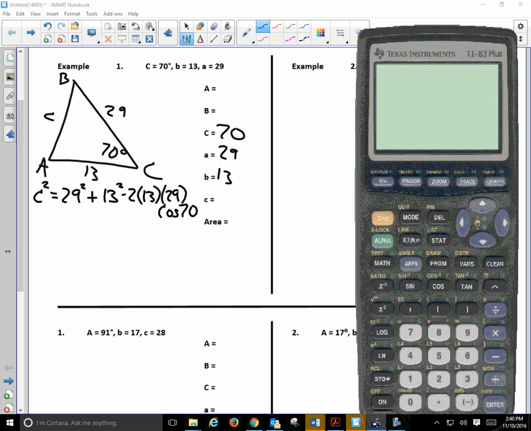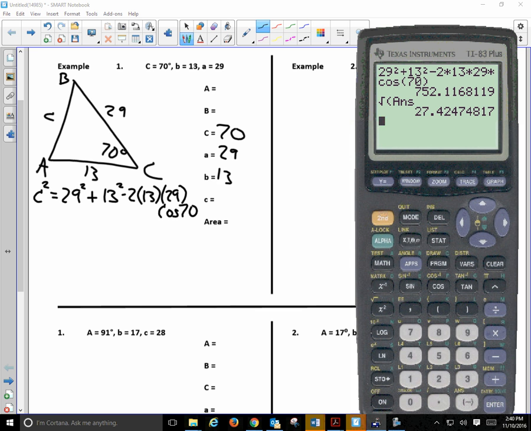I just plug that right into my calculator: 29 squared plus 13 squared minus 2 times 13 times 29 times the cosine of 70. Is that my answer? No, I square root the answer. I get 27.42. So, should I be finding angle A or angle B? I should be finding angle B. Why? Yep, it's smaller than angle A.